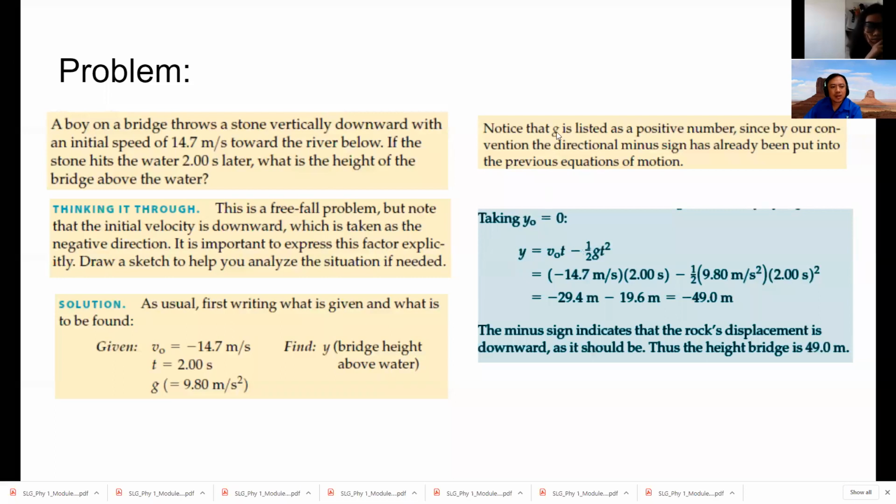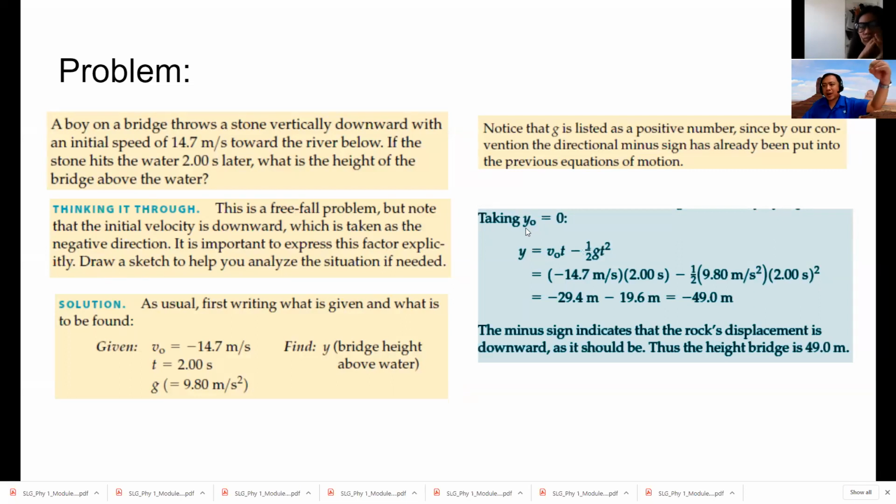Notice that g is listed as a positive number since, by our convention, the directional minus sign has already been put into the previous equation of motion. That's what I told you. We explicitly express the negative sign in the equation. So we can use this equation: y equals, the y naught is gone because we can take y naught as 0. So y is the whole displacement.